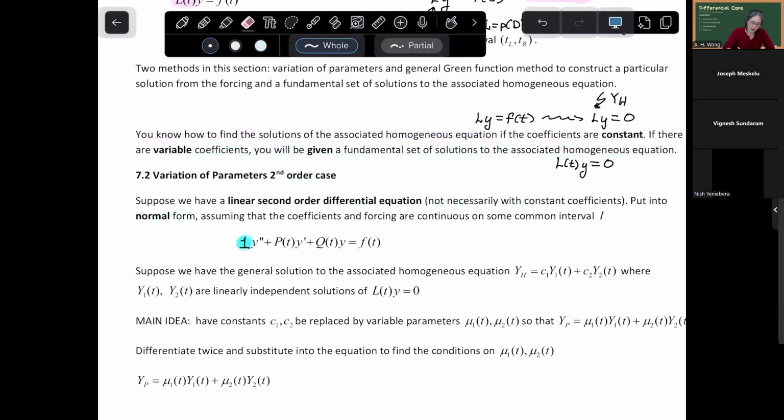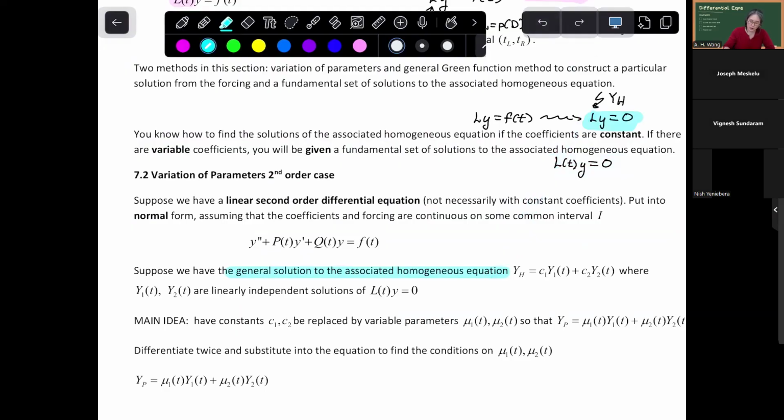So let me go ahead. Now make sure it's a 1, all right? Because if it's not a 1, when you divide through, this will be different. So make sure that you have the leading coefficient being a 1 so that you have the correct forcing. Now, suppose you have a general solution to the associated homogeneous equation. If it's this form, you can find it on your own. If it's this form, we're going to give it to you, but you have the general solution.